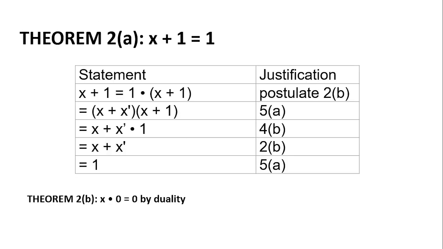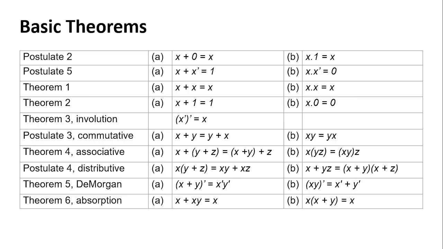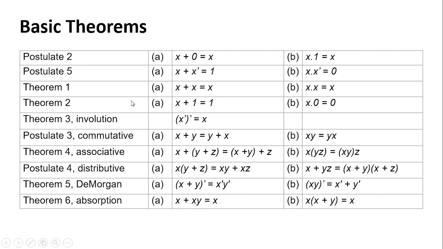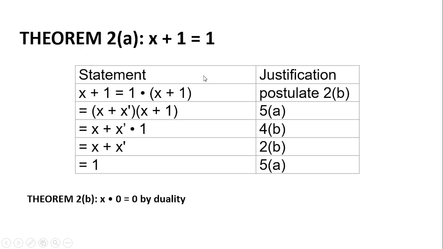Now let's look at one more postulate. x plus 1 is equal to 1. How do you prove that? We know very well that x dot 1 is equal to x itself. So you take x plus 1 dot x plus 1. So this is x dot 1. It's the commutative law, so you can always do that. And what is 1, by the way? 1 is nothing but x plus x bar. So you replace this 1 with x plus x bar.